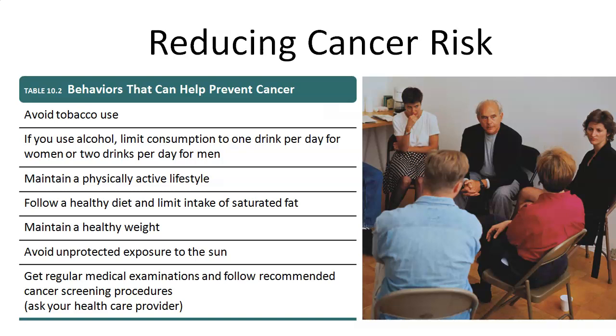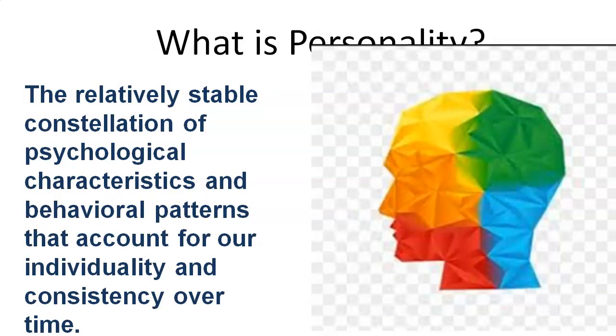So that's chapter 10. Now we're going to get into chapter 11, which had to do with personality. And so you'll need to know what personality is. It is a relatively stable collection of psychological characteristics and behavioral patterns that account for our individuality and consistency over time. So you'll need to know that.